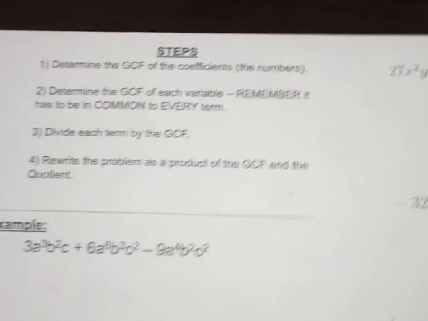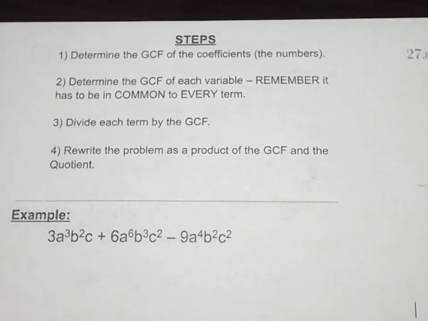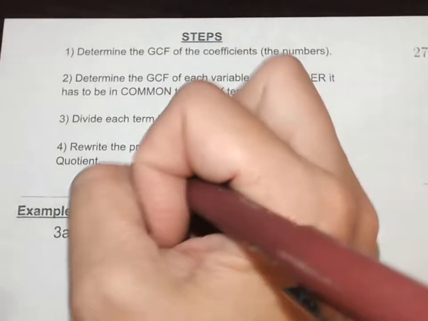So going to the back page, here's your steps. You're going to determine the GCF. Then you're going to put that out in front of the parentheses so you can use it and divide each term by the GCF. And then you're going to rewrite the product. And it's going to look like this.